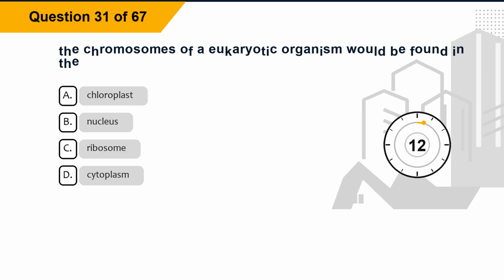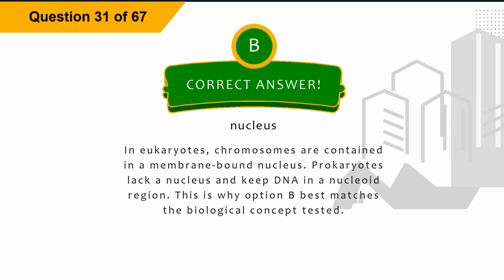Question 31. The chromosomes of a eukaryotic organism would be found in the Option A, chloroplast. Option B, nucleus. Option C, ribosome. Option D, cytoplasm. The correct answer is option B, nucleus. Explanation. In eukaryotes, chromosomes are contained in a membrane-bound nucleus. Prokaryotes lack a nucleus and keep DNA in a nucleoid region. This is why option B best matches the biological concept tested.